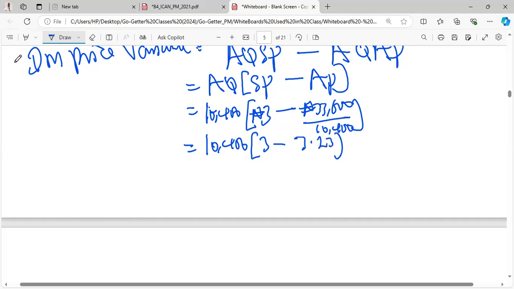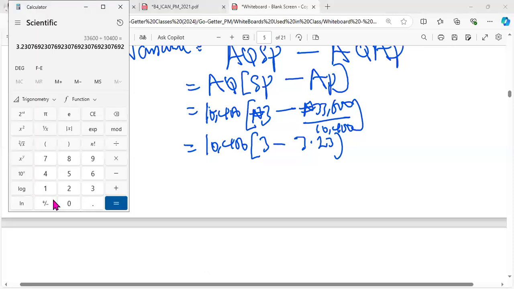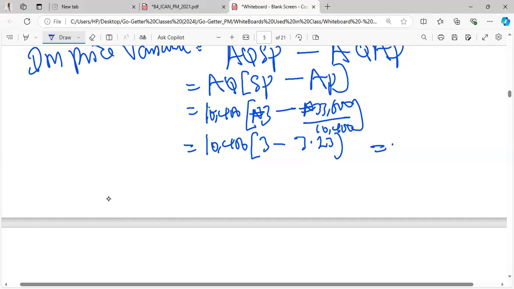I will not clear everything in my calculator, even though I'm writing the fraction. I'll just simply put this minus sign before it to achieve this. I'll simply say plus 3. Then I'll multiply by 10,400. That gives me a round figure of 2,400. So this is 2,400 adverse.